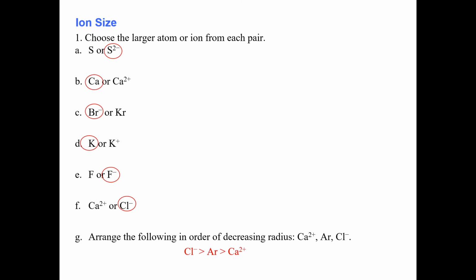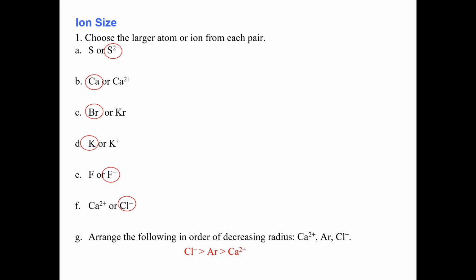For part C, we have 2 isoelectronic species. And remember the rule there. The species that has the more negative charge is going to be the larger species. Part D is the same reasoning as part B. Part E has the same reasoning as part A.